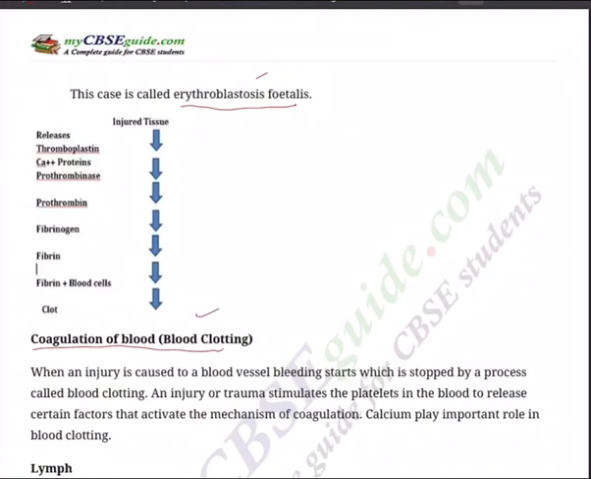How does that clotting take place? That's called coagulation of blood or blood clotting. When an injury is caused to a blood vessel, bleeding starts, which is stopped by a process called blood clotting. An injury or trauma stimulates the platelets in the blood to release certain factors that activate the mechanism of coagulation. Calcium plays a very important role in blood clotting. So at the site of an injury, the blood platelets disintegrate and release a phospholipid called platelet factor 3.